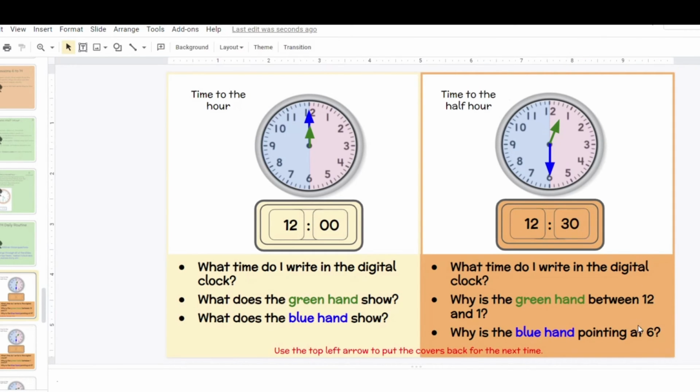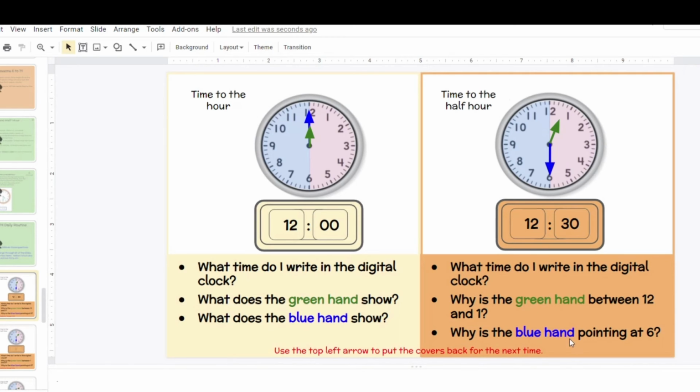Why is the green hand between 12 and 1? And that could be a turn and talk. It could be a call on one student. Why is the blue hand pointing at 6? Class, because it's halfway past 12. So it's pointing at 6 because it's gone 30 minutes.